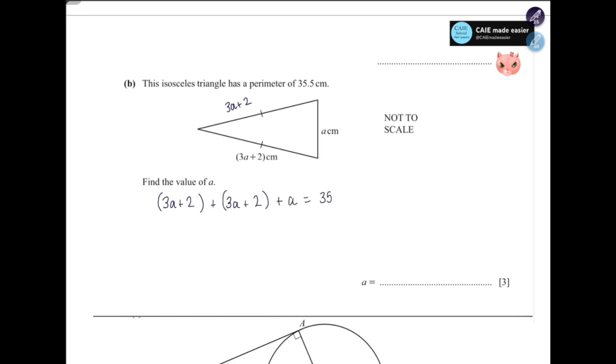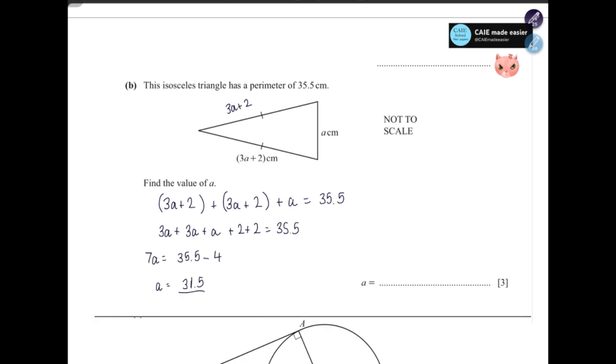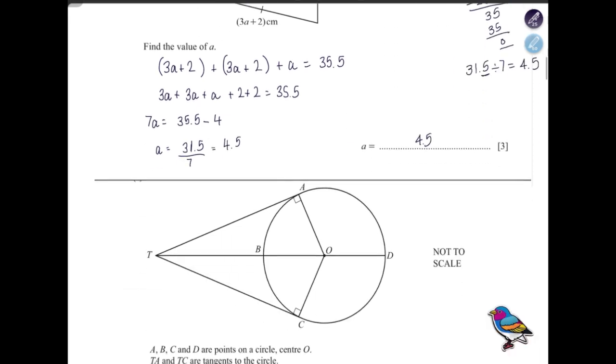This equals 35.5. Now we can simplify this. Since they're all being added, we can easily remove the brackets. 3a plus 3a plus a plus 2 plus 2, which is 35.5. This is going to be 7a plus 4 equals 35.5. So a is 31.5 divided by 7, which is 4.5.